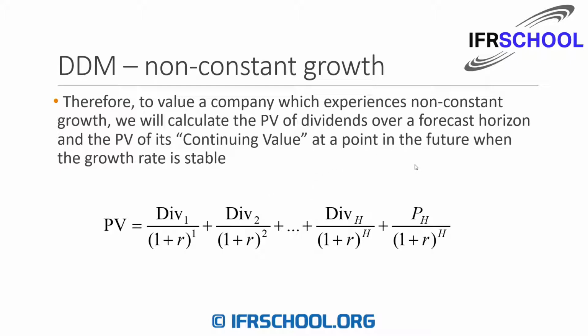Once the company has reached a steady state, at this point we can use a perpetuity formula to calculate the value of the remaining stream of dividends from that date onwards. We then add back the present value of the dividends over the horizon period where the company is experiencing non-constant growth, and we add the present value of the result of the perpetuity formula, or the present value of the continuing or terminal value of the company, to arrive at an overall valuation for the company.